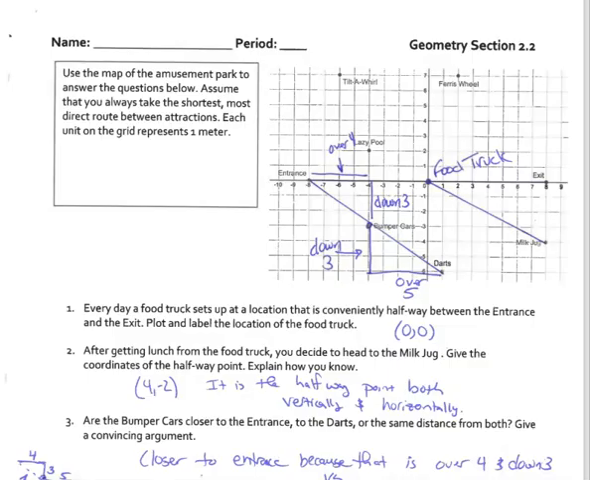Another way students did it was they found out that to go the whole way from the food truck to the milk jug is down by 4, so we'd go down by 2, and then instead of going all the way over by 8, we'd go over by 4, and that's how they found out where the middle point was. So there was various different ways that students were able to do this.